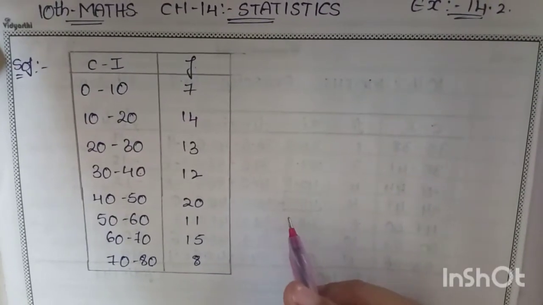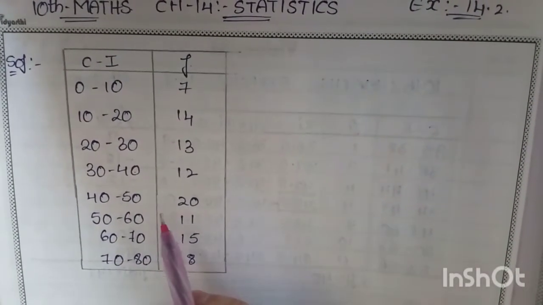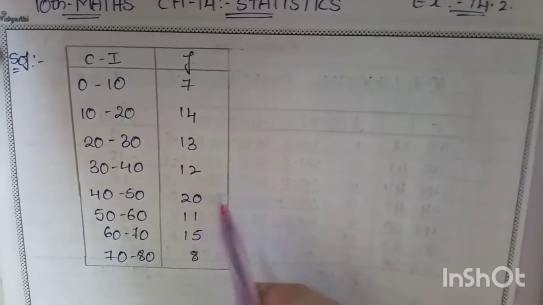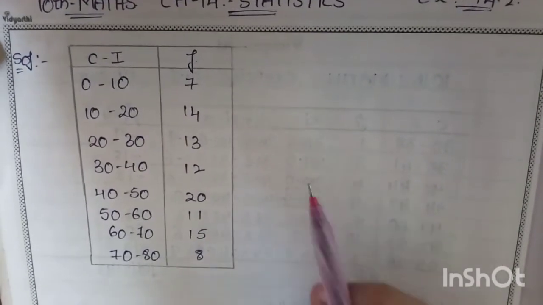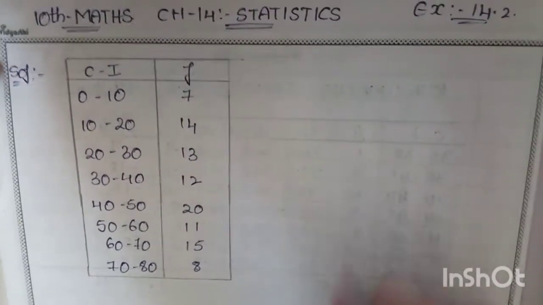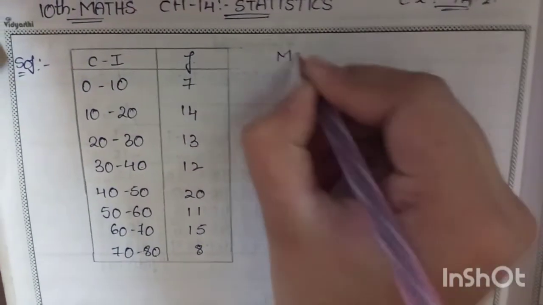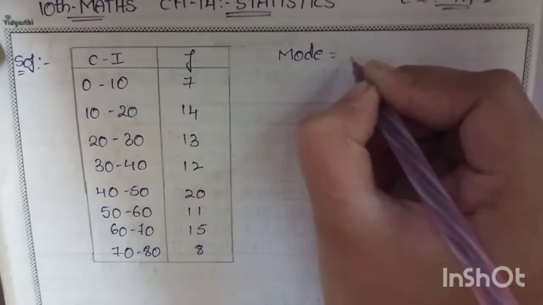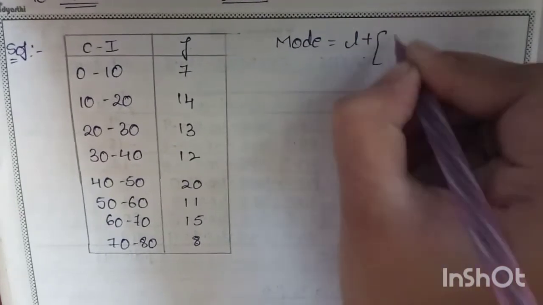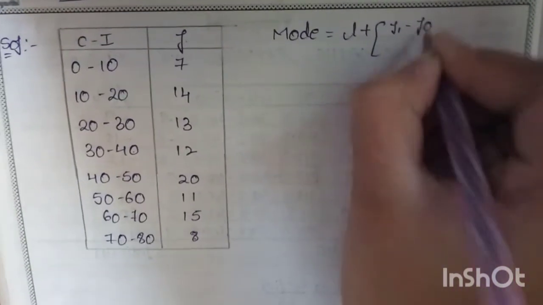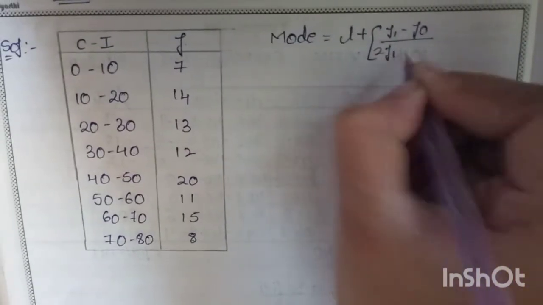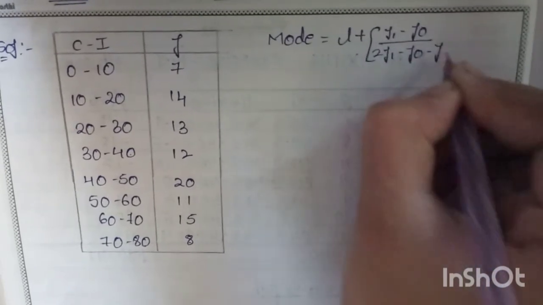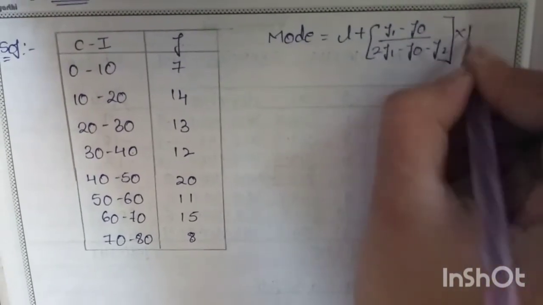So friends, I have copied the same sum over here vertically. For finding mode, we don't need any other column specially as of mean. So for finding mode, let me write the mode formula. That is L plus F1 minus F0 by 2F1 minus F0 minus F2 into H.